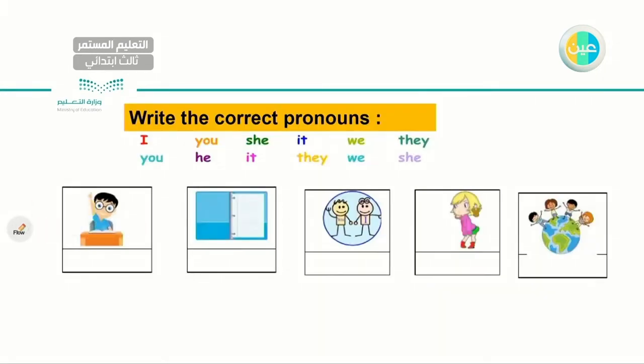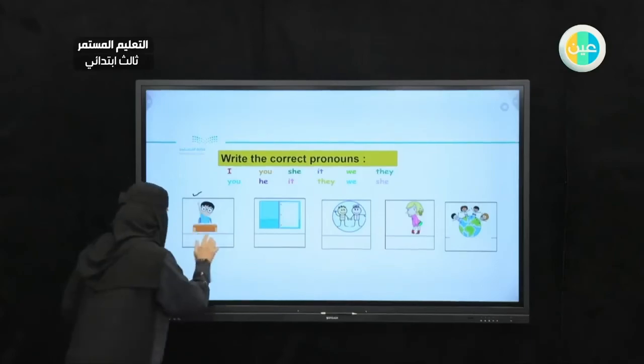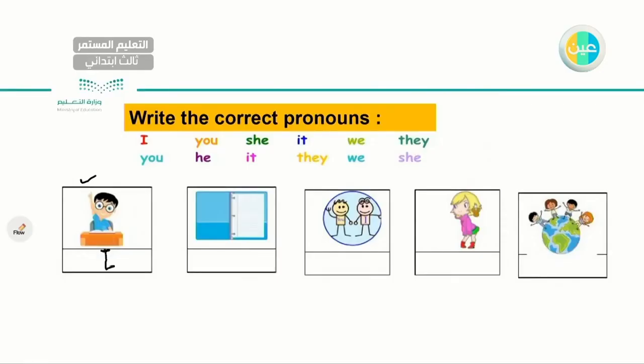Now, it's time to do some exercises. As you can see, write the correct pronouns. I give you all the pronouns, I, you, he, she, it, we, and they. But let's try to decide which fits the first picture. What do you think? I have a student here. He's trying to answer, to participate, like you. So what's the perfect pronoun? It is I. Very good. I am a student.